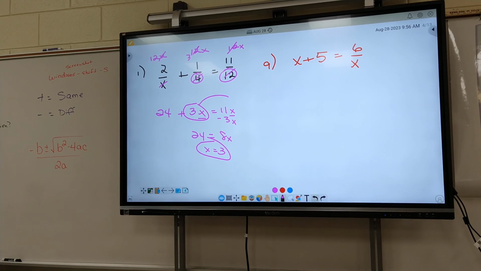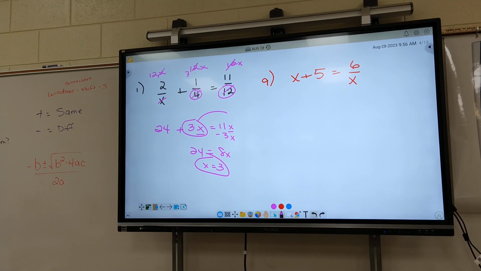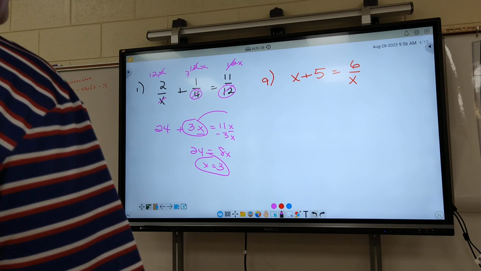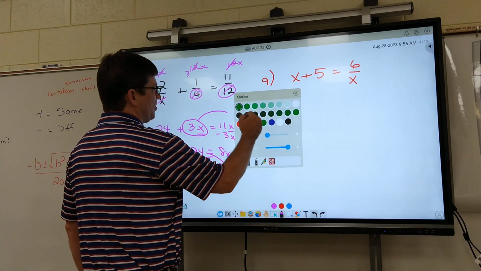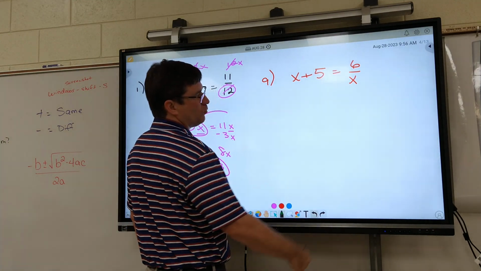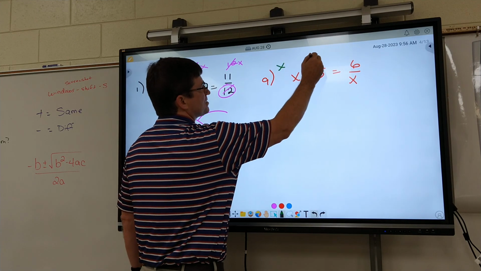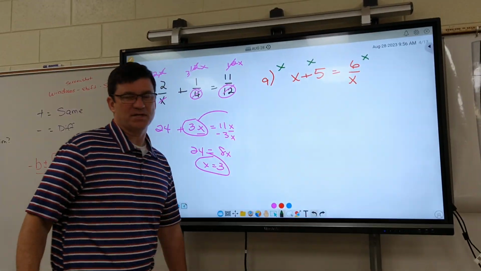All right, look at the bottom of every fraction on number 9, and it's pretty easy to see what our common denominator is going to be on this one. It's just going to be x. We only got one x on the bottom. So x times x times x, or x, and x.